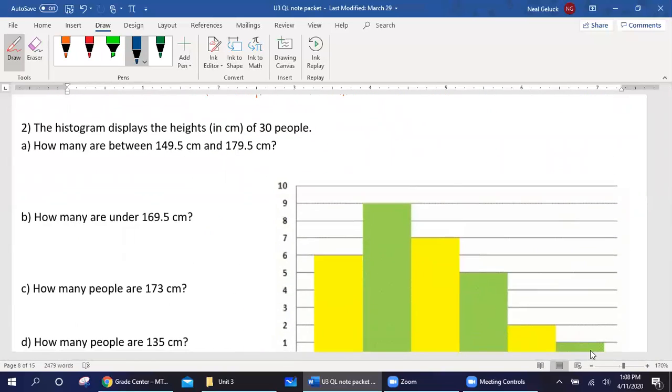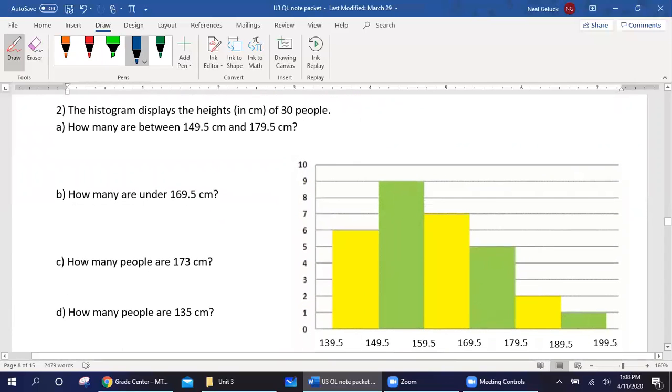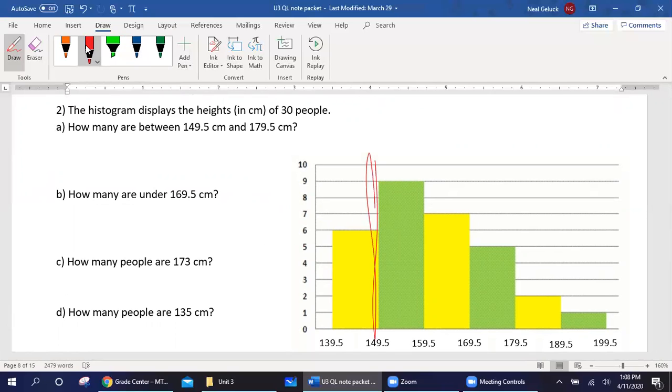On number 2, we are using a histogram to answer these questions. So, how many people have heights between 149 and 179? So it's basically saying between 149 and 179, how many people? Well, I just got to take the heights of these bars. This one is 9, this one's 7, this one is 5, and just add those together. So that'll give me the total amount of people in those heights, which would be 21.